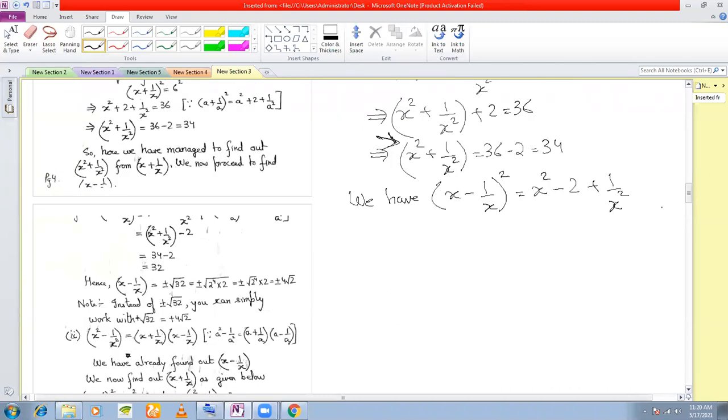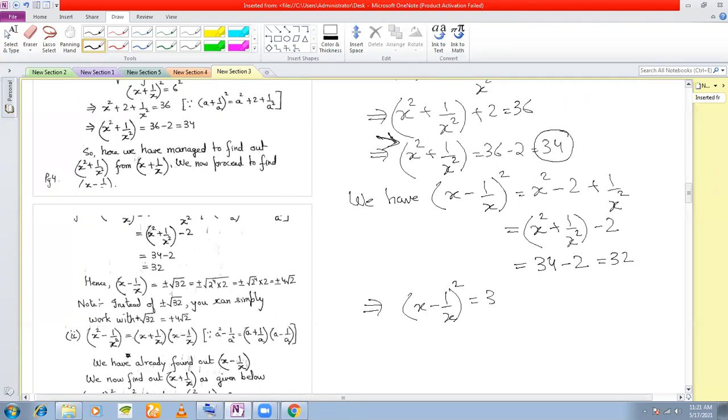Now we are not taking 2 on any side. Here we are keeping 2 on the same side only. You have x square plus 1 by x square minus 2. And from here we have found out the value of x square plus 1 by x square to be 34. So this is 34 minus 2, which is 32. So we have got x minus 1 by x whole square is equal to 32.